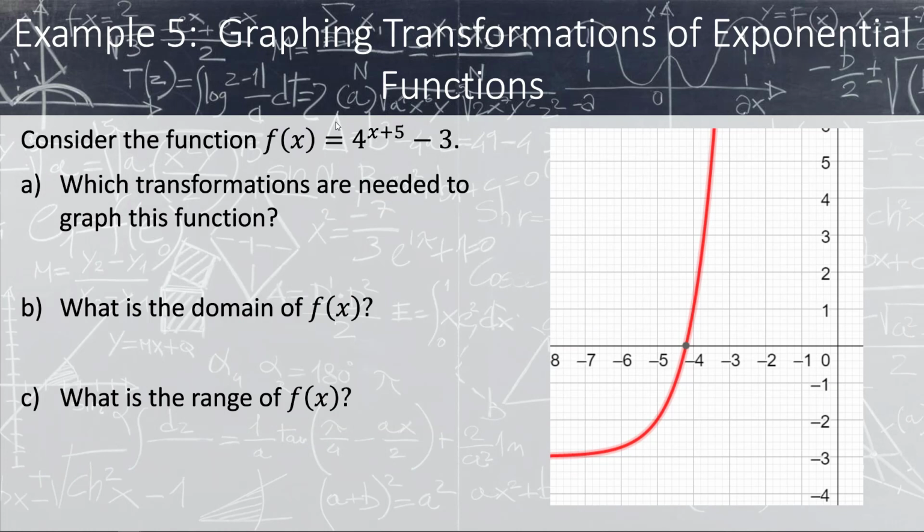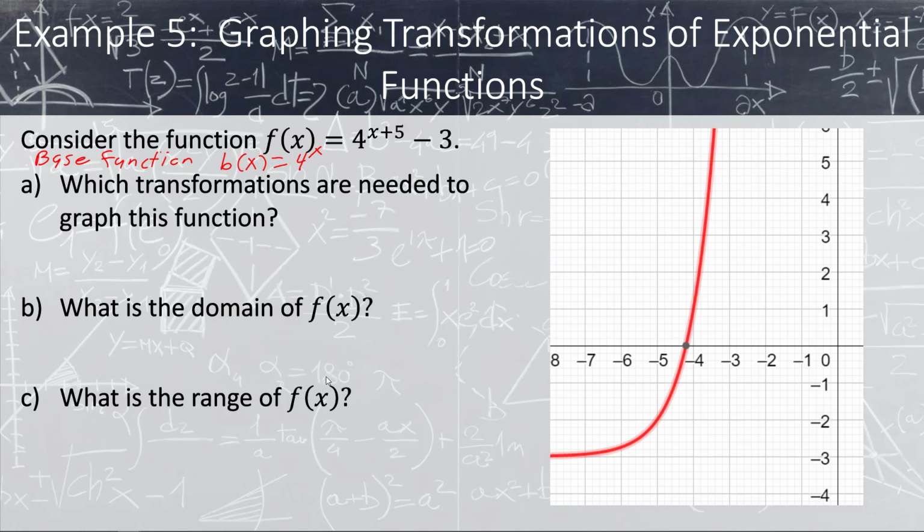We'll also be looking at translations. So take a look at this function. Here we have f of x, which is equal to 4 raised to the x plus 5 power, and all that's going to be subtracted by 3. So notice that our base function is going to be 4 raised to the x power. So the base function, I guess I can call it b of x, is equal to 4 to the x power.